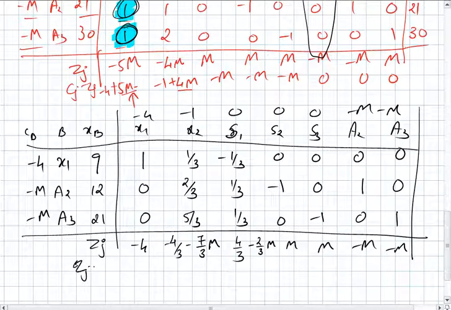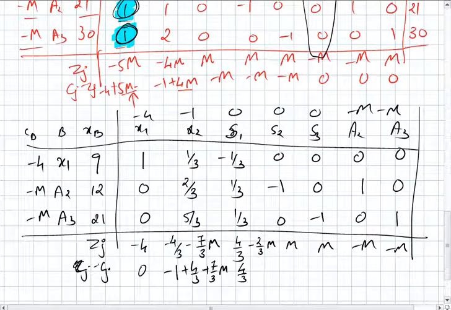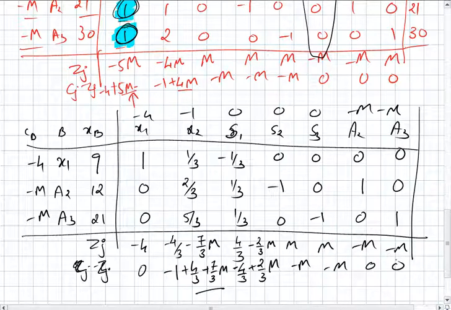So Zj minus Cj is minus 4 minus 4 is 0, minus 1 minus this is 4 by 3 plus 7 by 3 m. Here it is 4 by 3, sorry, Cj minus here. This is okay. This is minus 4 by 3 plus 2 by 3 m. Here it is minus m, 0, 0. So maximum value is 7 by 3 m because m is very large. So this variable will enter the basis.